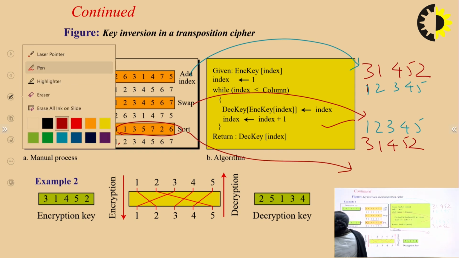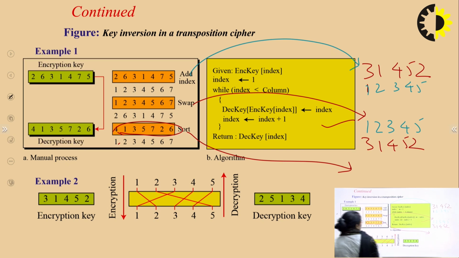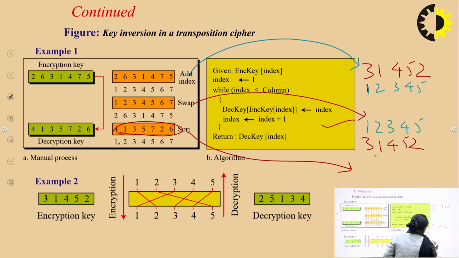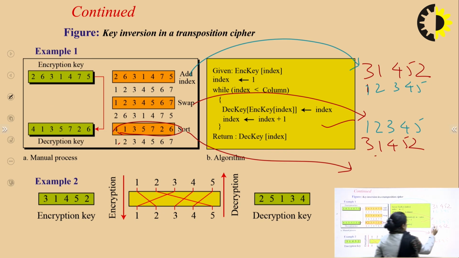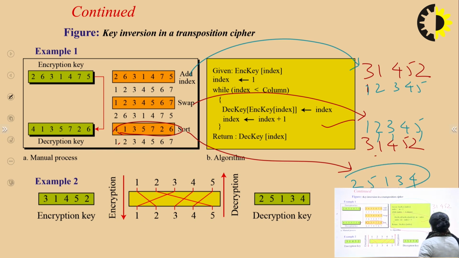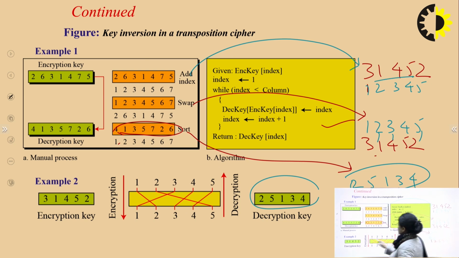Now when you're doing the sorting, we will be sorting on the basis of the lower index. So 1 2 3 4 5, and correspondingly we'll also add the corresponding pair. With 1 it is 2, with 2 the pair is 5, with 3 it is 1, with 4 it is 3, with 5 it is 4. So the decryption key is 25134, and the encryption key is 31452. So this is how it works if the encryption key is given.